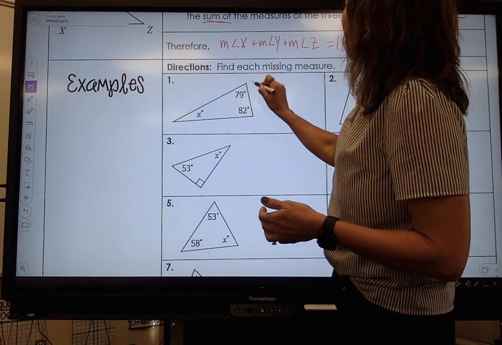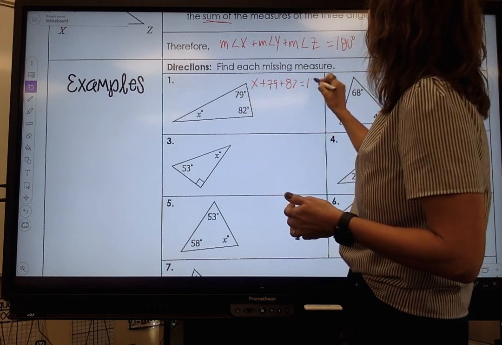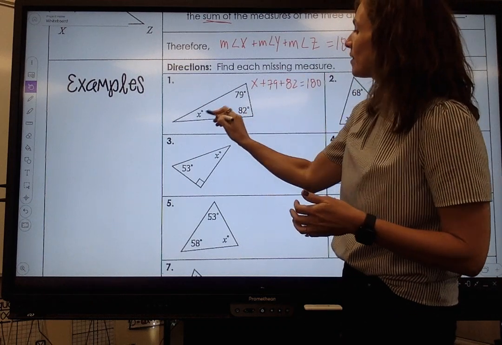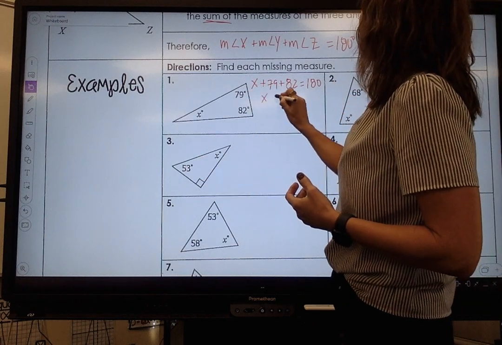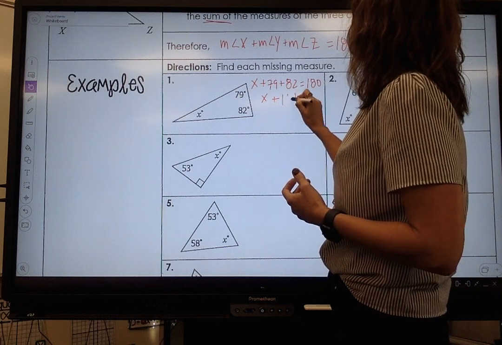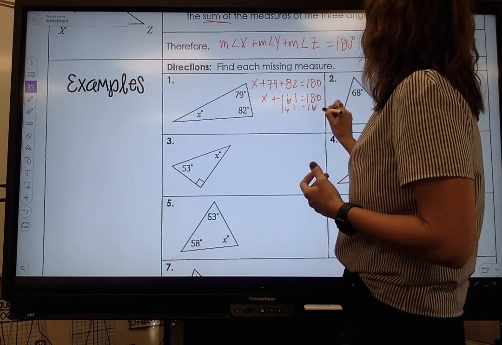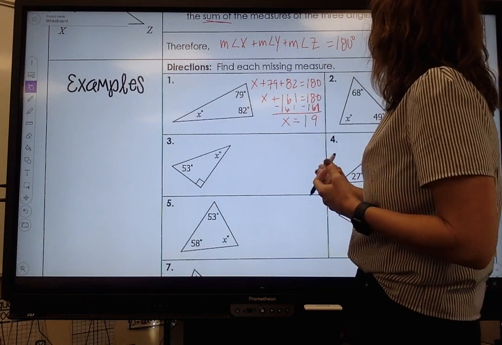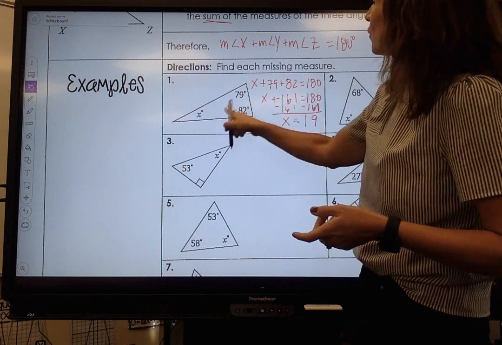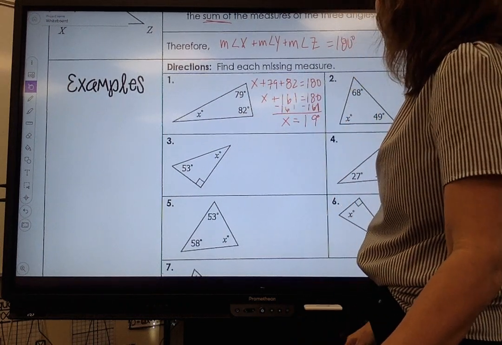Well, you know that X plus 79 plus 82 all equals 180 degrees. All of these added up, sum, addition. So I know that X plus 161 equals 180. If I subtract 161, I know that X equals 19. And then it just wants me to find X, so I don't need to go back and do anything. I know that X is 19 degrees.